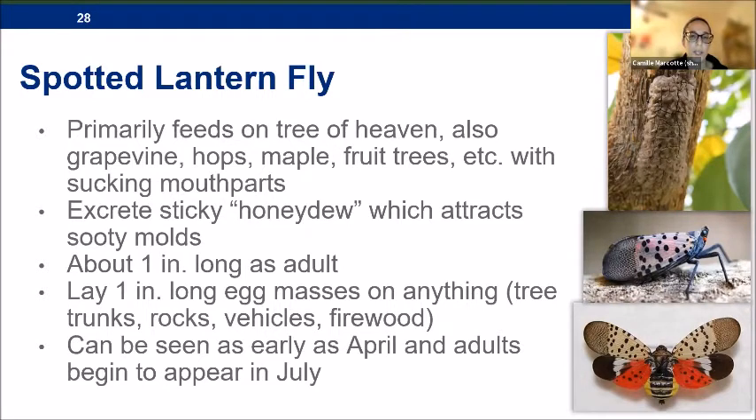Basically they have these sucking mouth parts, and when they're sucking out from the tree or whatever, they will excrete this honeydew, which then causes sooty molds, which can infect whatever they've landed on and started to feed on. They're not very big, about an inch long as an adult. And they lay these inch-long egg masses that you can see in the upper right with this cracked mud-like appearance. They really like rusty metal to lay their eggs on. So this is a good one to look for year-round because you can either look for the spotted lanternfly itself or you can look for the egg masses.